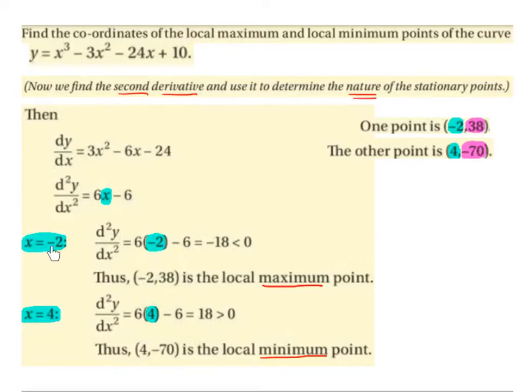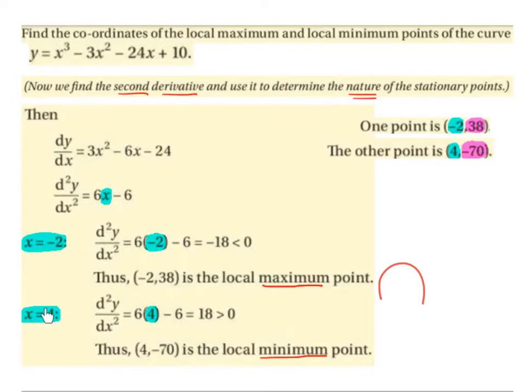So if x is equal to minus 2, we swap that x in the second derivative for minus 2. 6 times minus 2 minus 6 is minus 18, which is less than 0. Thus, (minus 2, 38) is the local maximum point because we got the second derivative to be less than 0. So we would have an N shape at this point. So we'd have a local maximum.